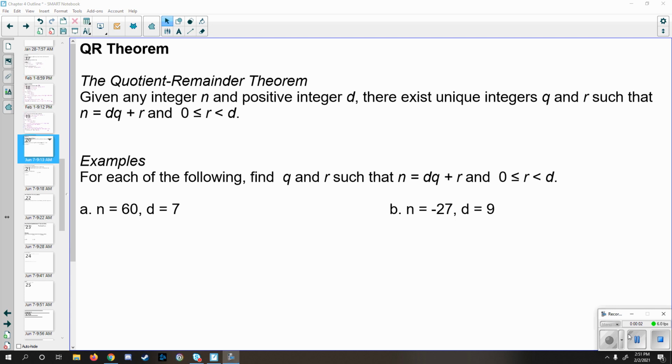Hi there, Rachel Sherman here, and in this video we're going to take a look at the quotient remainder theorem as well as the divides and mod functions.